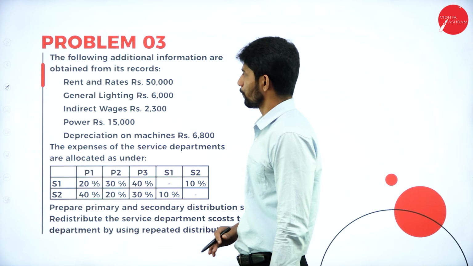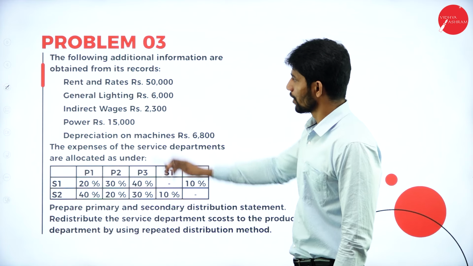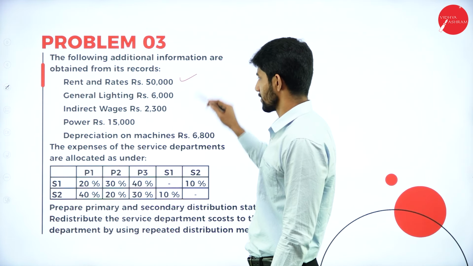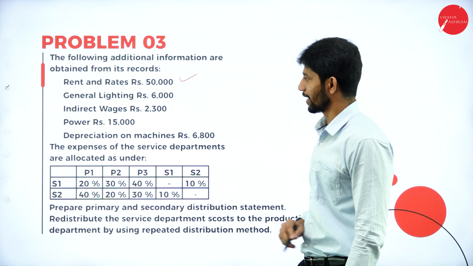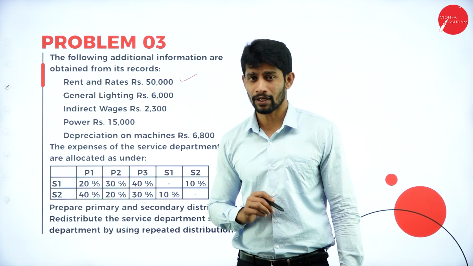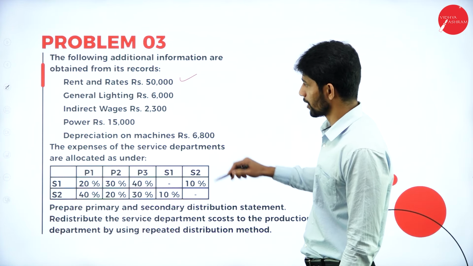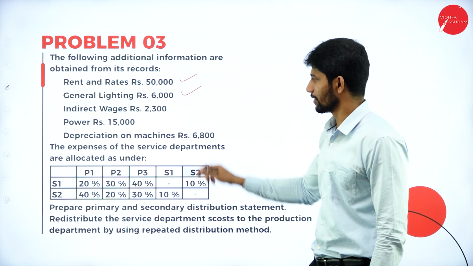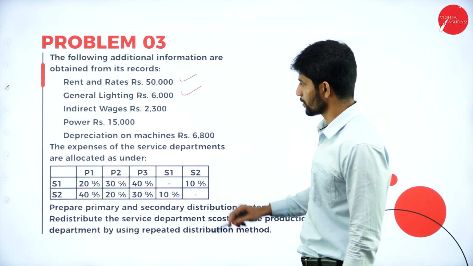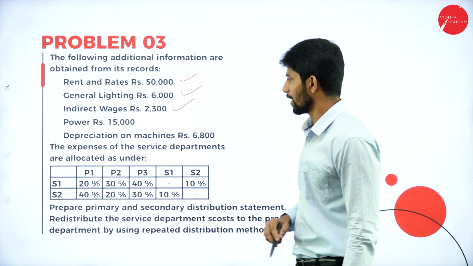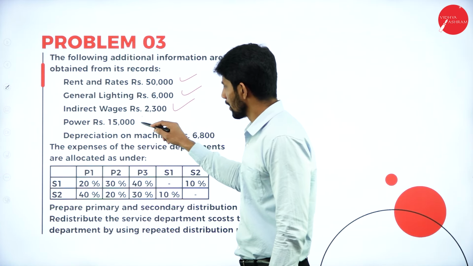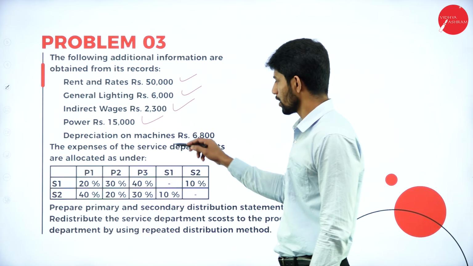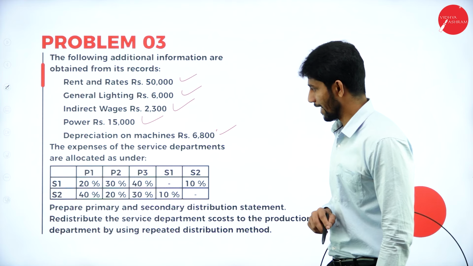Next, the following additional information is obtained from its records. So rent and rates, how much? Rent and rates is 50,000. So this is an expenditure. Next, general lighting. This is 6,000 rupees. Indirect wages 2,300. Power 15,000. And depreciation on machine 6,800.